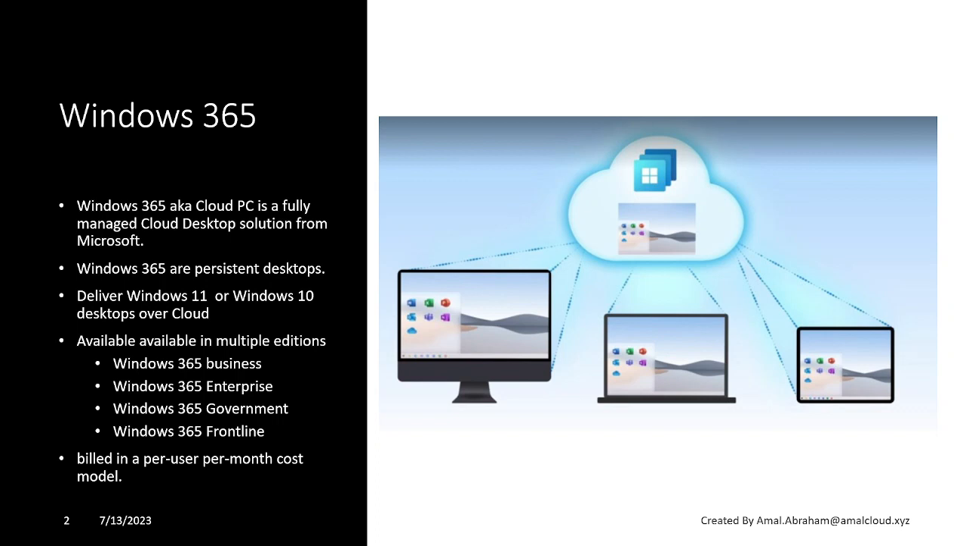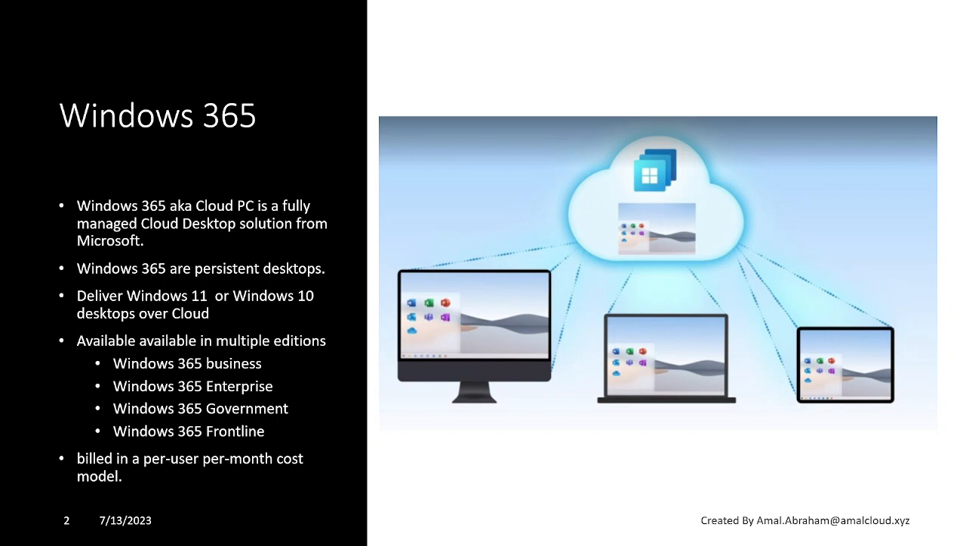Windows 365 are persistent desktops available in Microsoft Azure subscription. Windows 365 comes in technically two editions. One is business and enterprise. They have one for Windows 365 government, especially for the government sector, and you have Windows 365 Frontline. Windows 365 Frontline is similar to your enterprise.